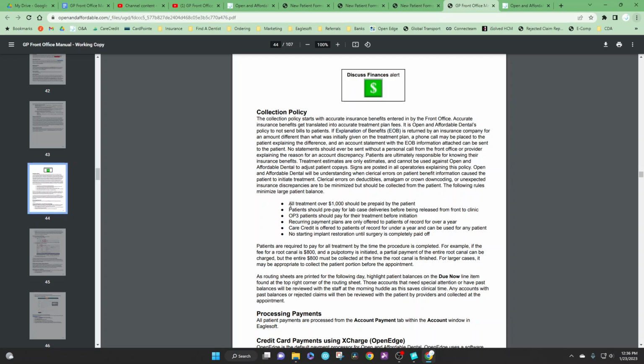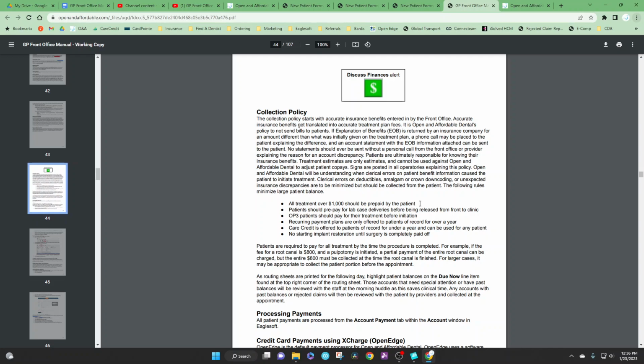Besides that, we try to minimize these patients that don't pay for their treatment by implementing these particular rules, which is all treatment over $1,000 should be prepaid by the patient. Patients should prepay for lab case deliveries before being released to the back of the clinic.